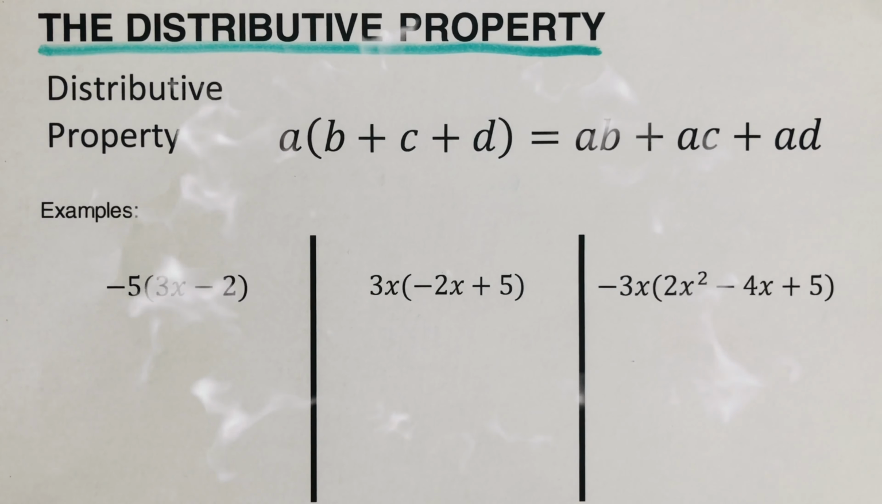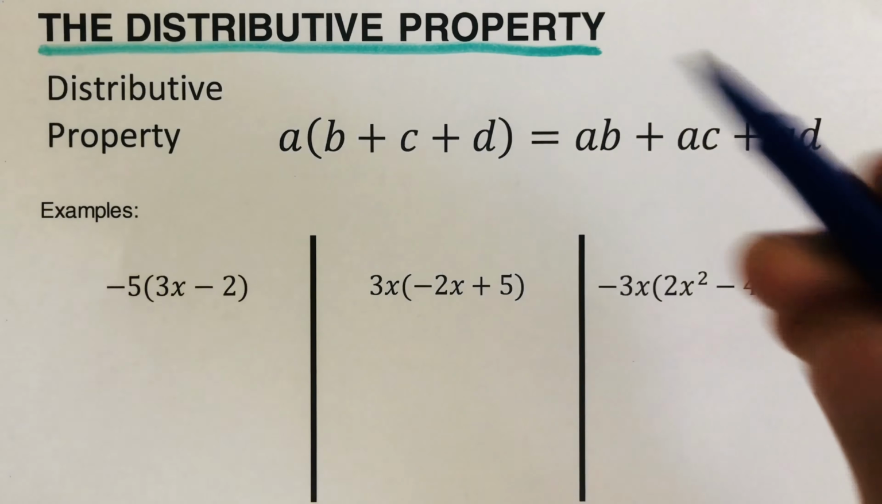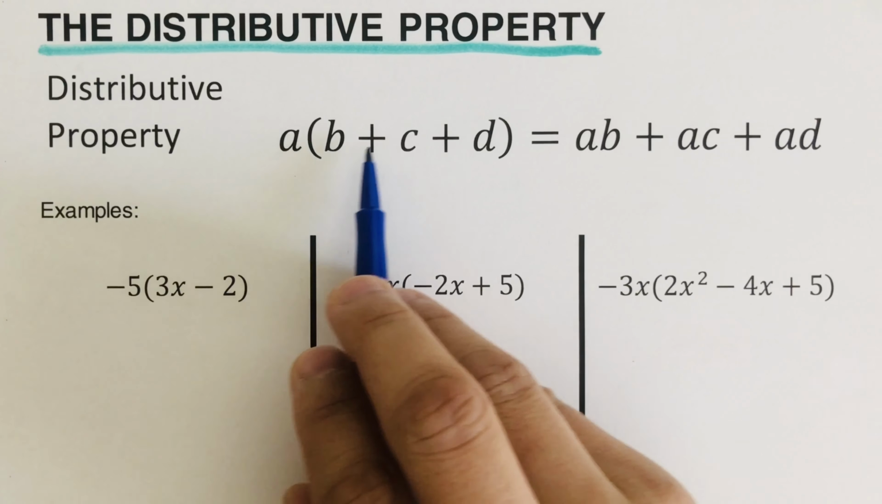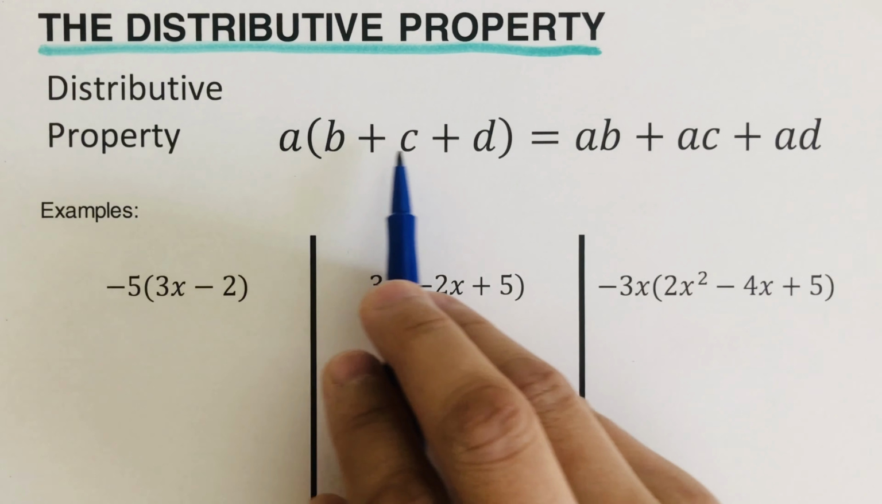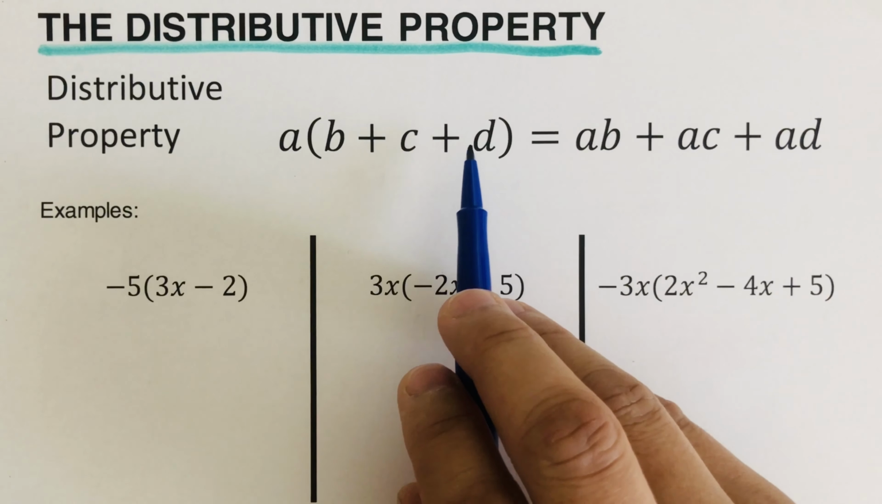Everyone, in this video we're going to use the distributive property in multiplying algebraic expressions. So in this figure that we have here, we have a monomial, and this is a trinomial. In order that we can multiply this monomial and a trinomial, we are going to distribute the a to each of the terms inside the parentheses.